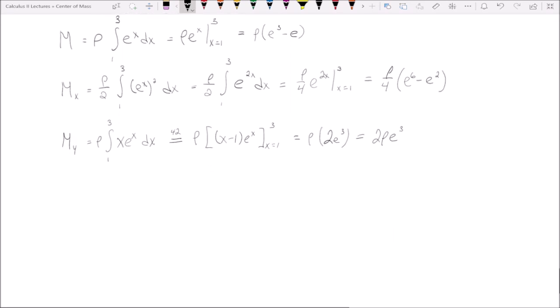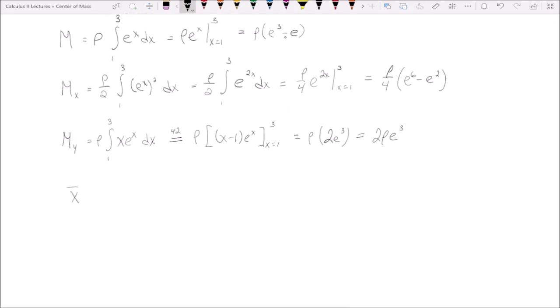This now allows us to find x bar and y bar, right? X bar is the y moment divided by mass. So we get 2 rho e cubed over rho times e cubed minus e. We can cancel out the rhos. We're left with 2e cubed over e times e squared minus 1. This leaves us with 2e squared over e squared minus 1.